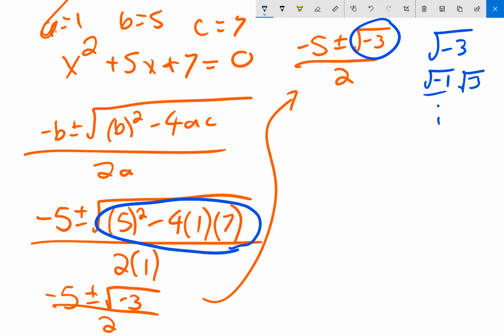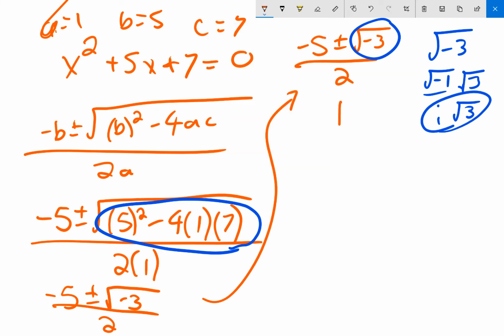We talked about that at the very beginning of the video. So that's going to turn the square root of -3 into i, and the square root of 3, well, I can't simplify it still, so it still remains square root of 3. So I'm going to change that square root of -3 into i square root of 3.